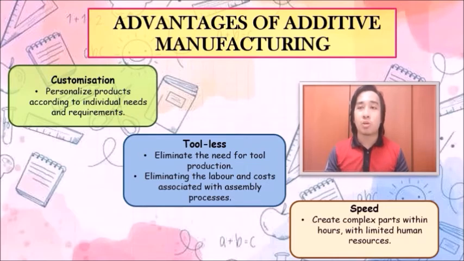3D printing helps you to create complex parts within hours with limited human resources, where 3D printing can produce parts faster than traditional manufacturing. Last one is toolless. By using 3D printing, the component or the product can be designed specifically to avoid any assembly requirement, where you can eliminate the need for tool production and also eliminate the labor and the cost associated with the assembly process.